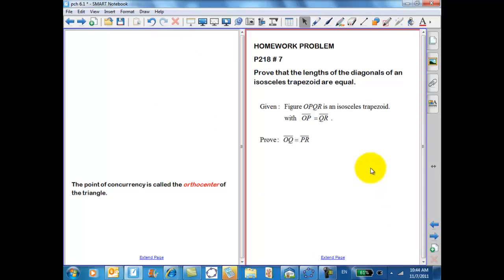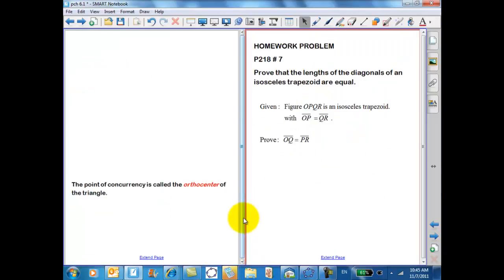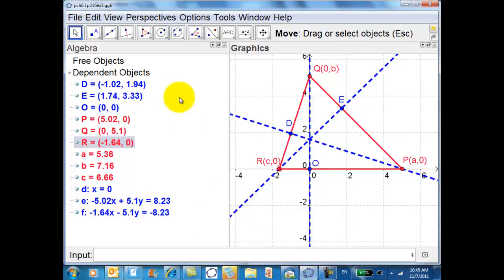Figure OPQR is an isosceles trapezoid with OP equal to QR. Prove that OQ equals PR. This one was a little trickier to set up on GeoGebra, and I encourage you to try setting up some of these things on GeoGebra so that you can see how the conclusion is coming about. And you can try a bunch of different points on it and so forth. So let's call up this one now.